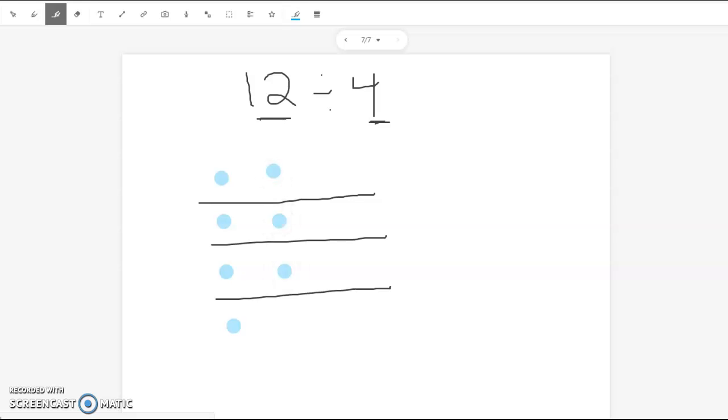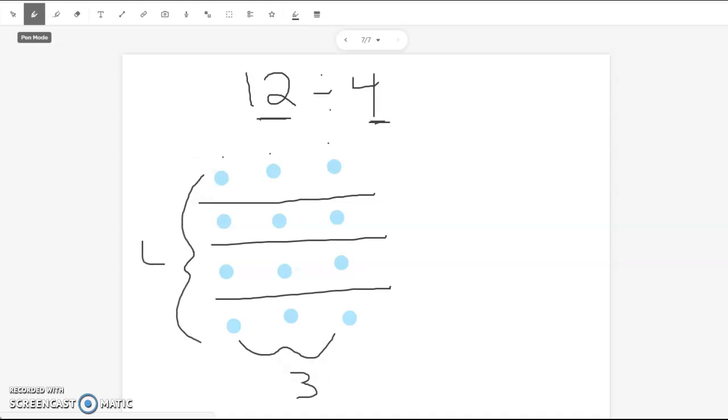5, 6, 7, 8, 9, 10, 11, 12. So I'm counting up. I got to 12. Now my answer is how many dots I see in each row. I see 1, 2, 3 dots in each row. So there's 3 dots in each row, and there's 4 rows. So my answer to 12 divided by 4 equals 3. And I can also show that as multiplication. 3 times 4 equals 12.